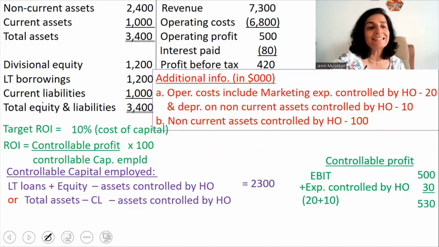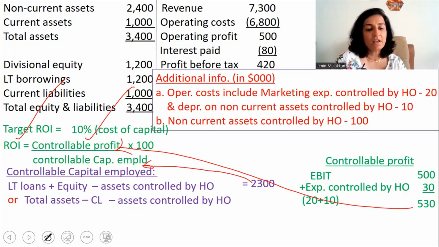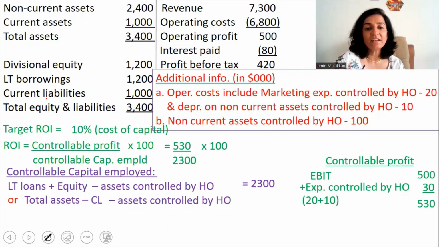So we've got all the details concerning the return on investment. Controllable profit is 530, and controllable capital employed is 2,300. So the answer works out to 530 divided by 2,300 into 100, or the ROI is 23%.